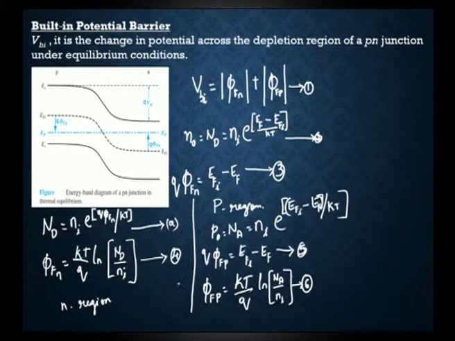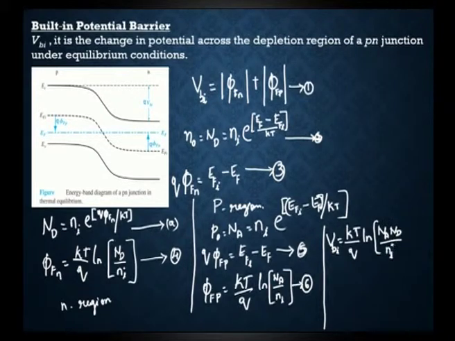So, we know the value of the potential in the P region and also the value of the potential in the N region. Now it is very easy: we substitute equation 4 as well as equation 6 in equation 1. So, we get VBI, the built-in potential. Built-in potential VBI is equal to kT divided by q ln of Na Nd divided by Ni square.